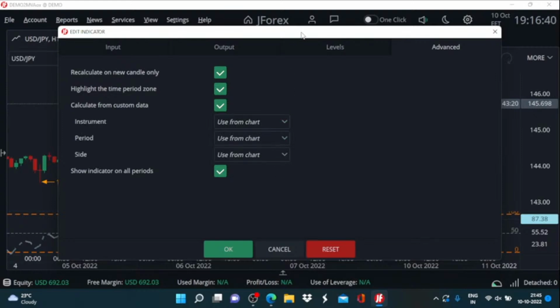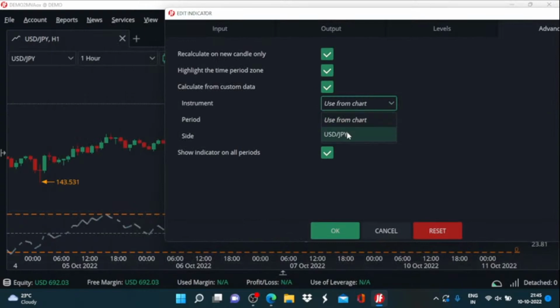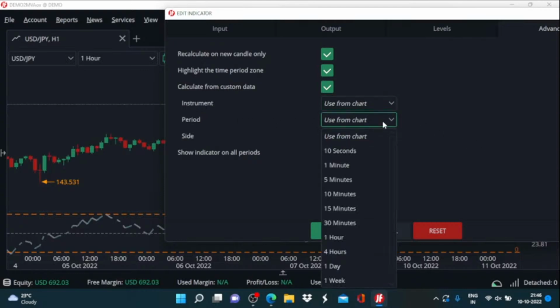You can use the instrument from the chart, or you can try out to use the instrument of your choice, and that instrument will have this indicator, but on other instruments the indicator won't be available. Similar thing for the candle period can also be applied if you want the indicator to be calculated for any custom period and not from the chart. You can customize this indicator as well.